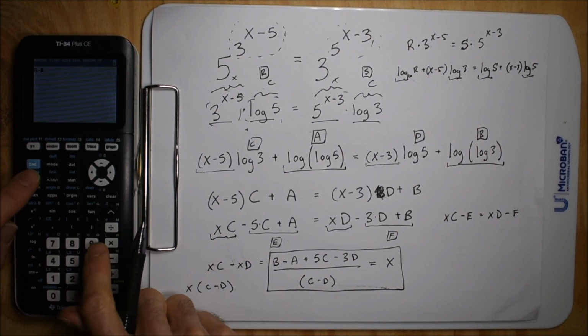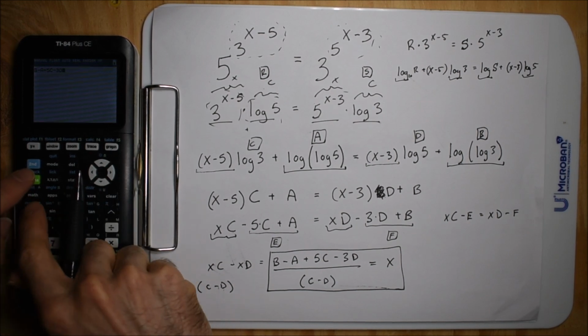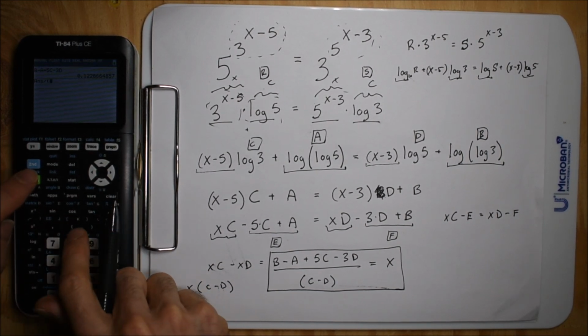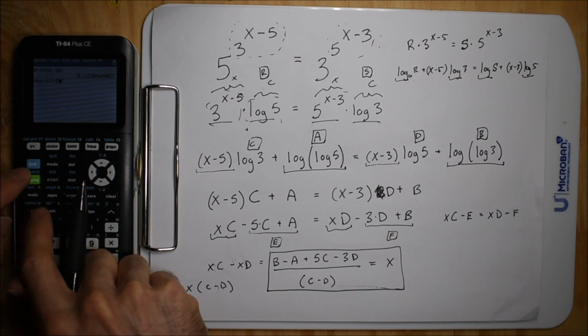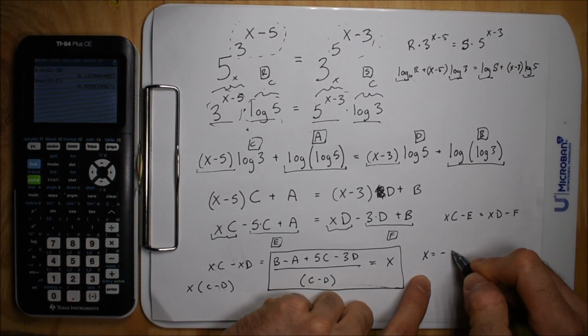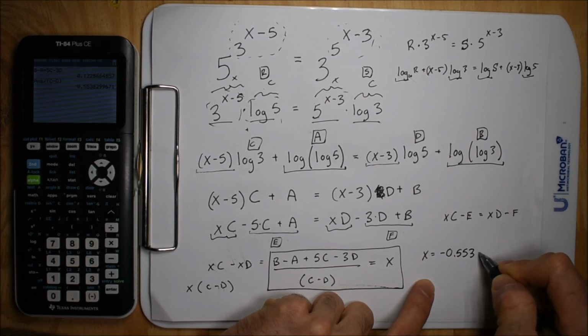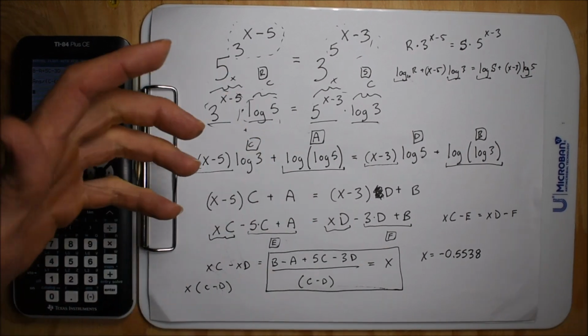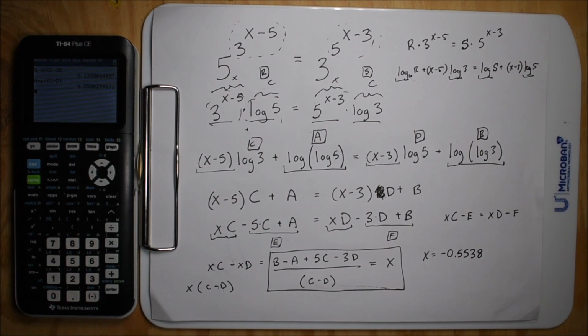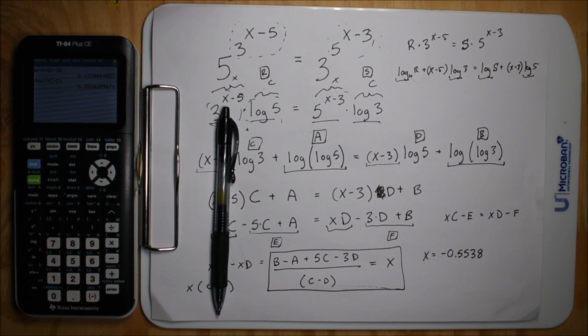And then booyah, let's throw it into our calculator. Now, I could have made errors, that's for sure. Plus 5C minus 3D, I still can make some errors. And I don't even have the answer to this one. But there you go. X is equal to negative 0.5538. And I better pause the video right now because I need to check where I got this from and make sure that's the right answer. All right, catch you on the flip side.